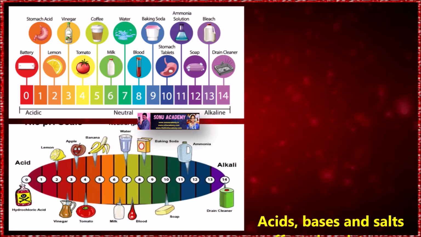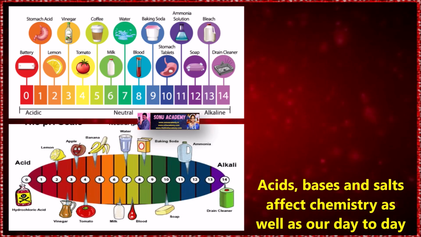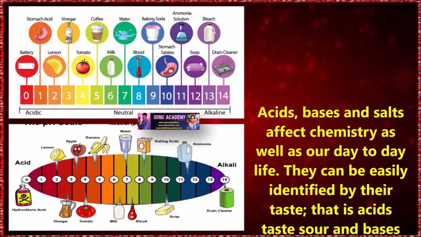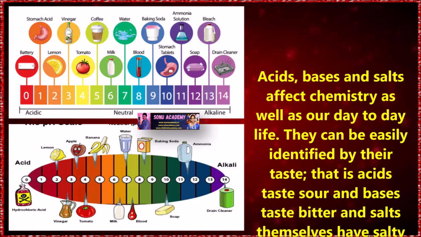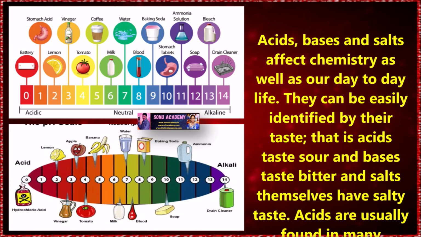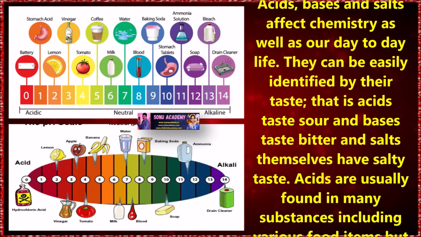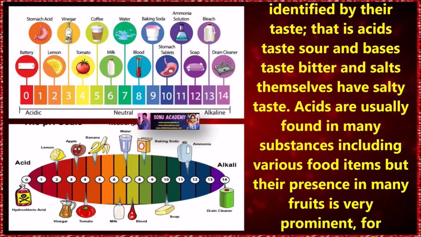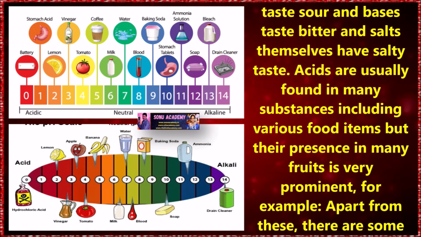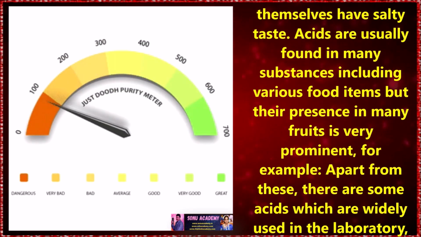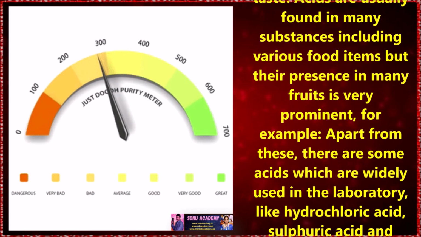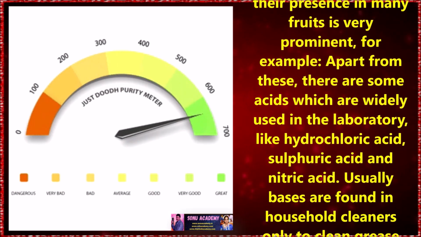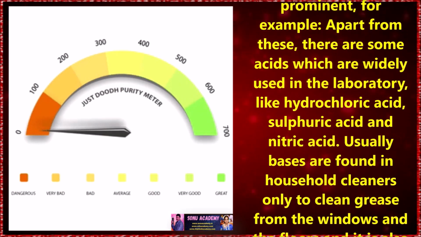Children, let us discuss the properties of acids, bases, and salts. Acids, bases, and salts affect chemistry as well as our day-to-day life. They can be easily identified by their taste: acids taste sour, bases taste bitter, and salts themselves have a salty taste. Acids are found in many substances, including various food items, but their presence in many fruits is very prominent.